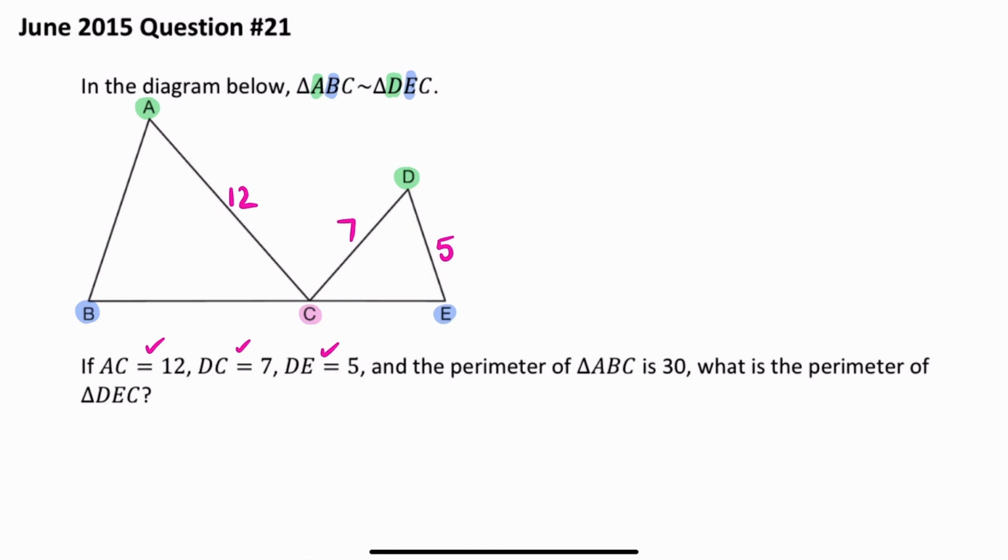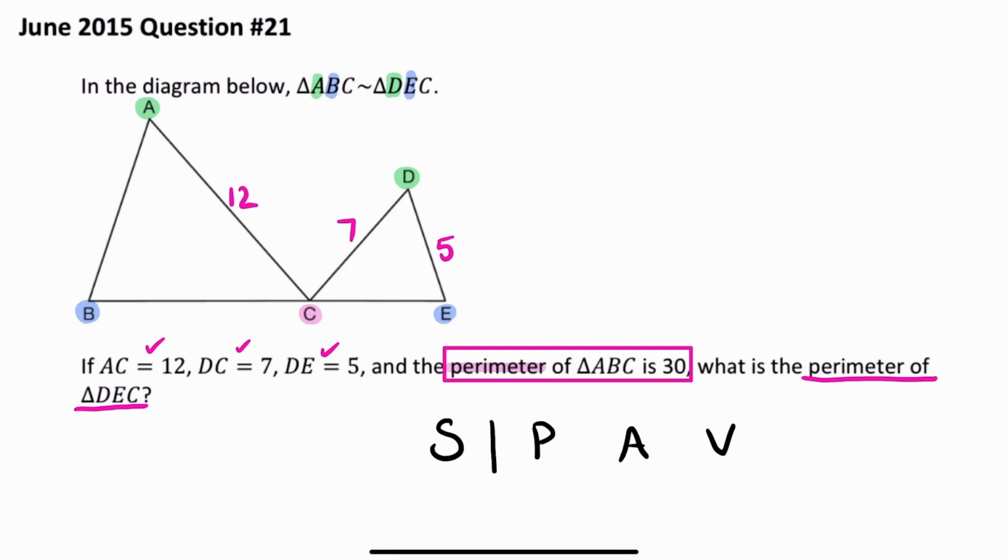All right. It then tells me that the perimeter of triangle ABC is 30, and it wants me to find the perimeter of triangle DEC. And that word perimeter is my hint. Because it says perimeter, that's how I know I'm going to use my SPAV chart. So I'll even go ahead and set myself up here, S, P, A, V, but I need to start off my chart. And in order to start off my chart, I need a ratio.